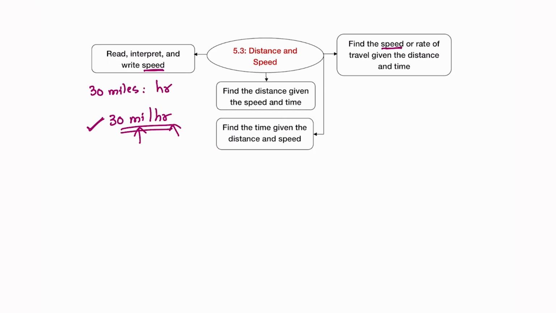Find the speed or rate of travel. See, speed is rate of travel, right? Given the distance and time. So you're given distance and you're given time, and you have to find the speed. Now in your book, you are given two methods for each of the subtopics. But if you look at them carefully, those two methods mean the same thing. So let's see how it works.